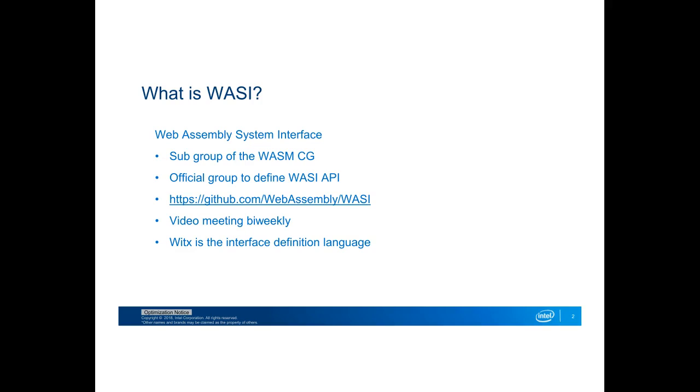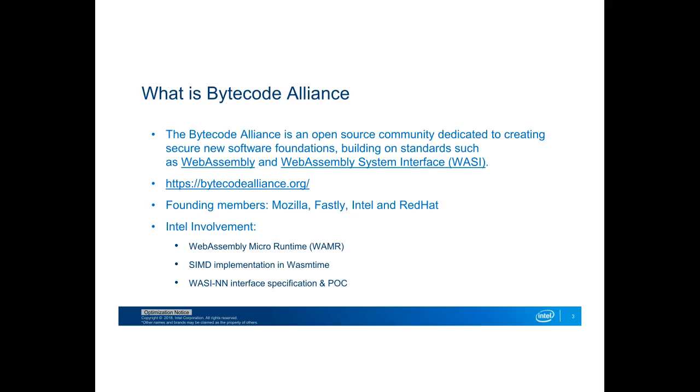Next slide. Let me talk about some background information about the Bytecode Alliance. This is an open source community dedicated to creating a secure new software foundation, building on top of such standards as WebAssembly and WASI. Mozilla, Fastly, Intel, and Red Hat are the founding members.